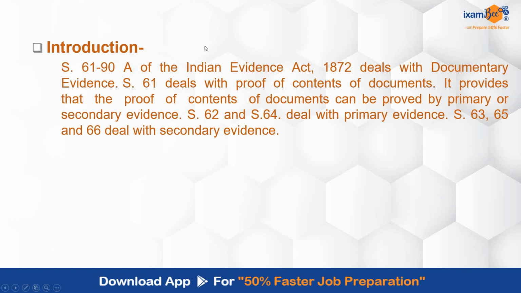Start with the introduction. Section 61 to 90A of the Evidence Act deals with documentary evidence. Here you can also add what documentary evidence is, what is the meaning of it. In that you have two categories or two ways. Section 61 deals with the proof of contents of documents. It provides that the contents of documents can be proved by primary or secondary evidence. Sections 62 and 64 deal with primary evidence, and 63, 65 and 66 deal with secondary evidence.